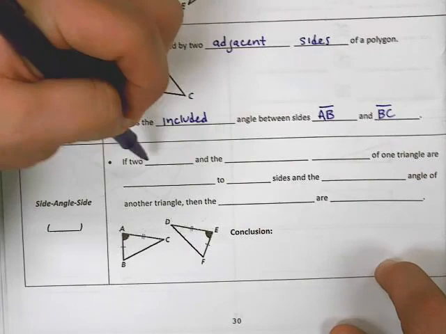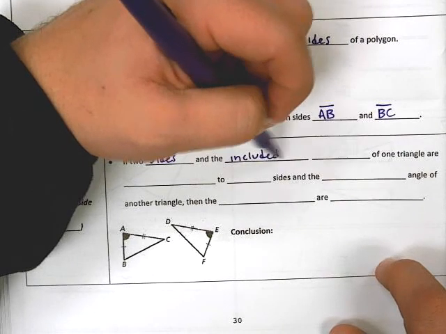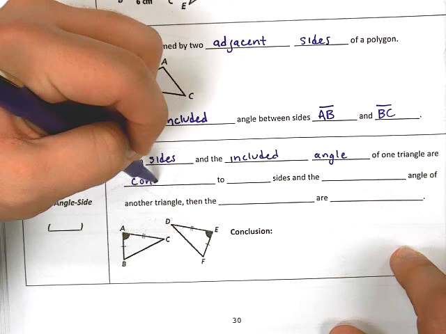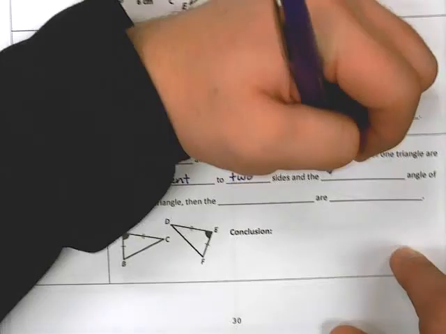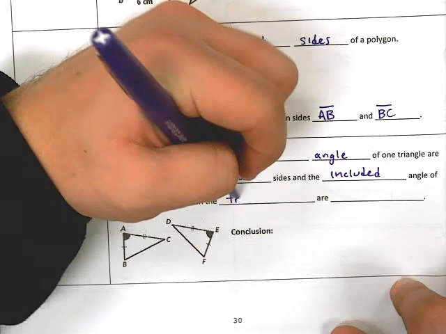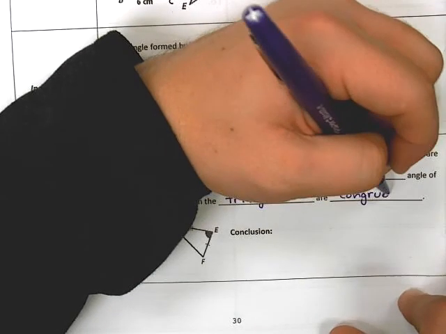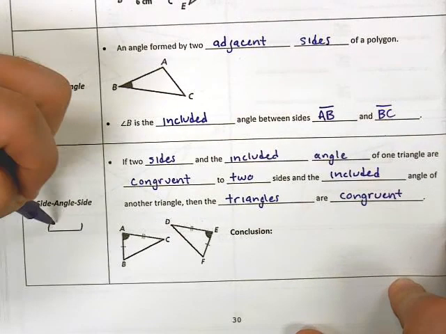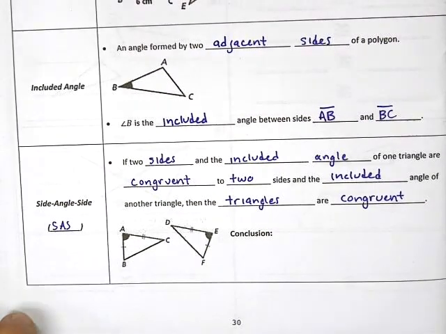So if two sides and the included angle of one triangle are congruent to two sides and the included angle of another triangle, then the triangles are congruent. All right, so we look at this picture. Oh, actually before, just remember the shortcut, the way we say it, SAS, SAS for side, angle, side. And now we look at the picture, okay?